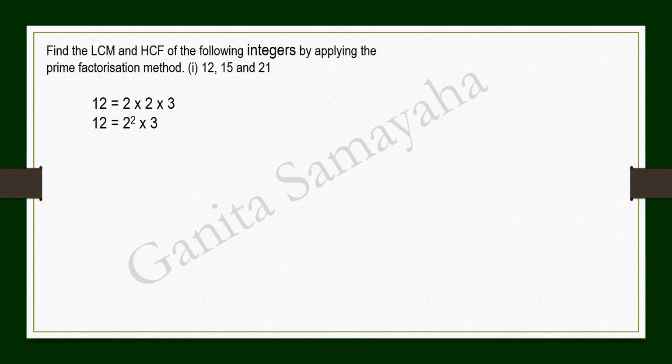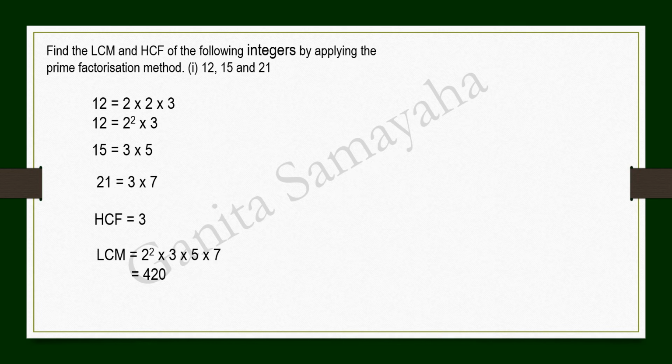Okay, so we know 12 can be written as 2 to the power 2 into 3, 15 can be written as 3 into 5, and 21 can be written as 3 into 7. So what is our HCF? That which is common to all the three numbers, it is 3. Okay, HCF is 3. And what about our LCM? It must be the product of all the factors with the highest power. So LCM is equal to 2 to the power 2 into 3 into 5 into 7, which is 420.